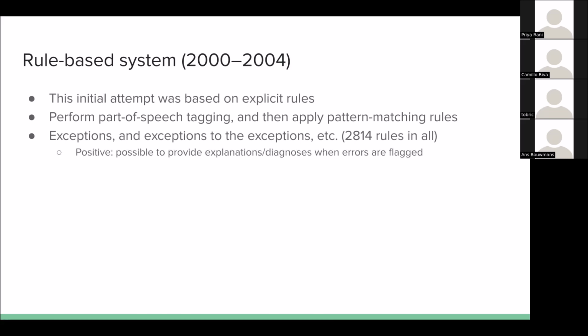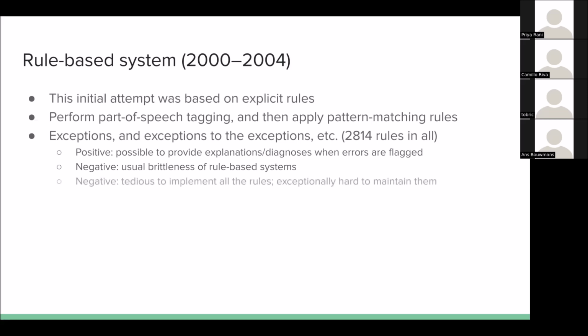Good news about a rule-based system is that it's possible to provide explanations and a diagnosis when an error is flagged, because you know exactly which rule has been broken, and you can report that to the user. So this is one of the big advantages, and really why I approached it this way to start. But there's lots of negatives. Rule-based systems are kind of known to be brittle in the sense that if you have out of vocabulary words or anything that varies from the formal way that the rule is written, then it's going to make mistakes.